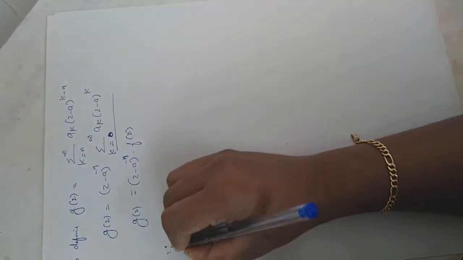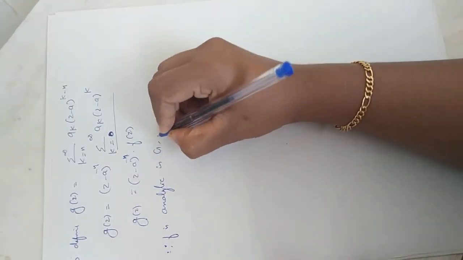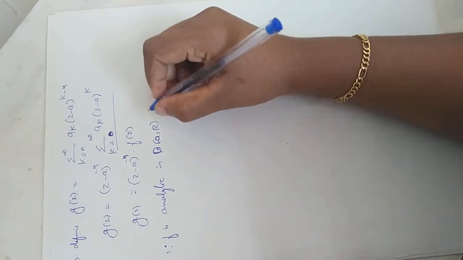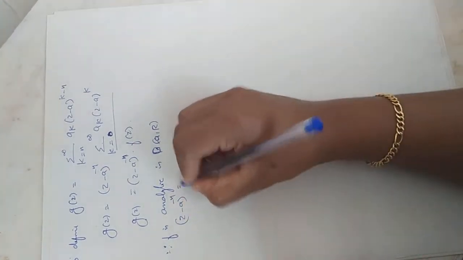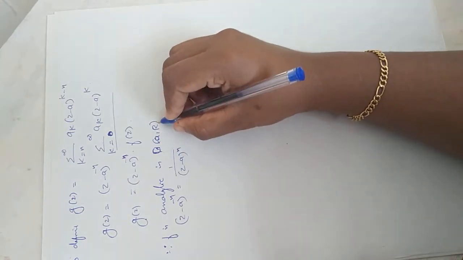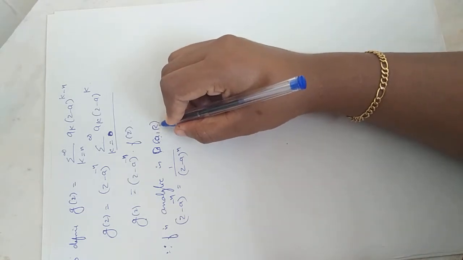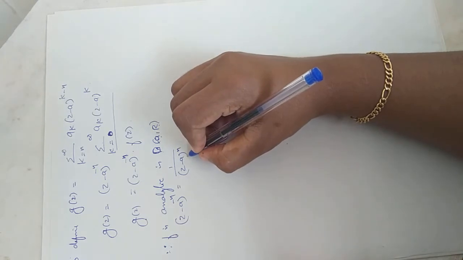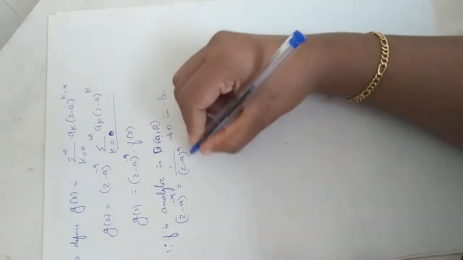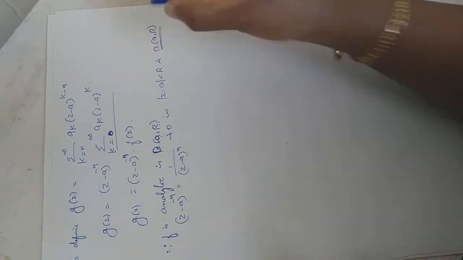Since f is analytic, it will be analytic in B(a, r), that is, in the region |z − a| < r. Then consider (z − a)^{−n}, that is 1 by (z − a)^n. B(a, r) is an open ball centered at a with radius r, so 1/(z − a) is a non-zero number, and its power is also non-zero in this region, |z − a| < r. Therefore in this region this function is also analytic.